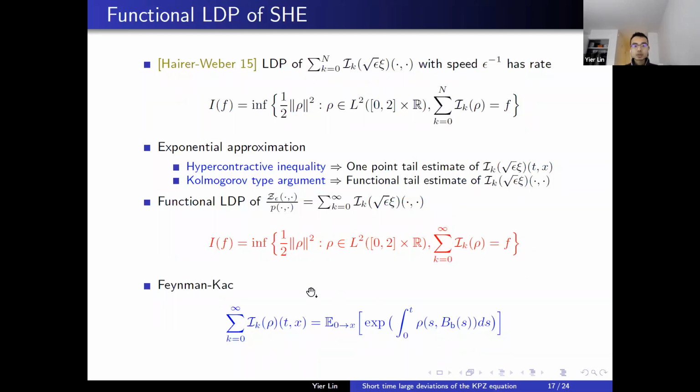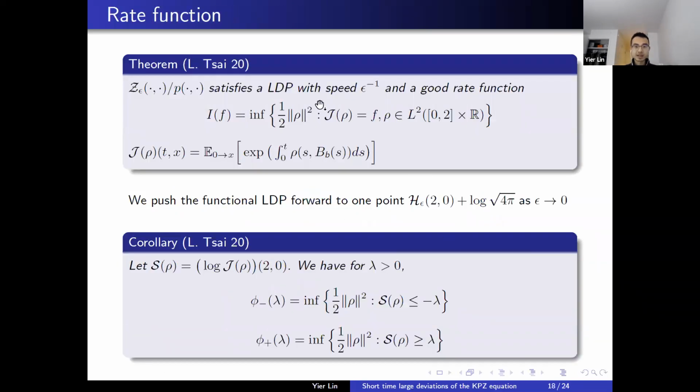So the thing I want to tell you is, okay, you can get a functional large deviation principle for this trajectory of the stochastic heat equation, and you can express your rate function here in terms of some expression of the Feynman-Kac representation. Okay, so this is our result for the functional large deviation principle. So basically, you can express the rate function in terms of this infimum with respect to the Feynman-Kac.